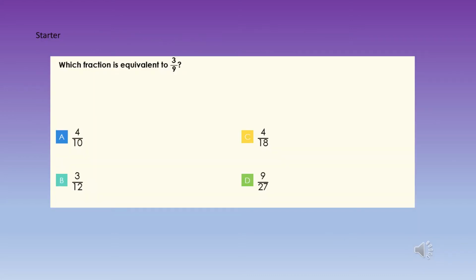So for your starter activity today, I'd like you to have a go at trying to work out which fraction, A, B, C or D, is equivalent to 3/9. So the answer is D, 9/27. That's because 3 times 9 is 27, so you've timesed the denominator, the bottom number, by 3. So you have to do the same for the top number, and 3 times 3 is 9, which gives you 9/27.